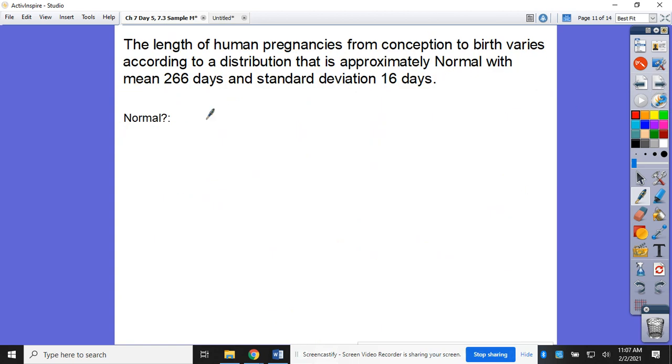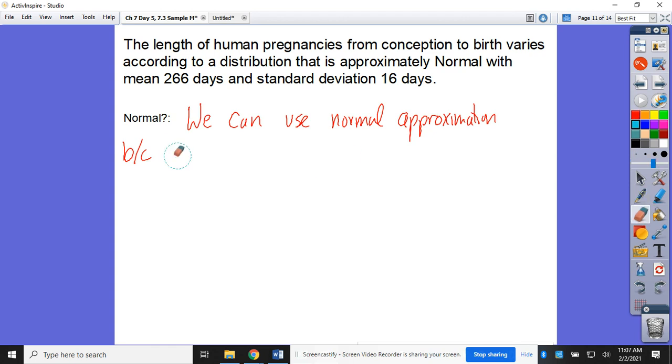I want to make sure that you understand we can use normal approximation because why? You do not have to be specific here because technically we would have defined all this usually, and I don't want to mess you up. What did it tell us? Because the population distribution was approximately normal. I'm going to say because given that.